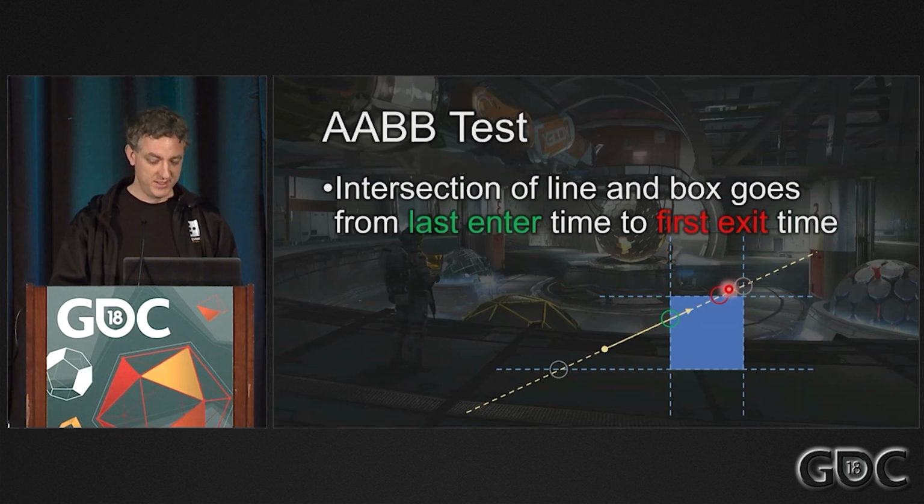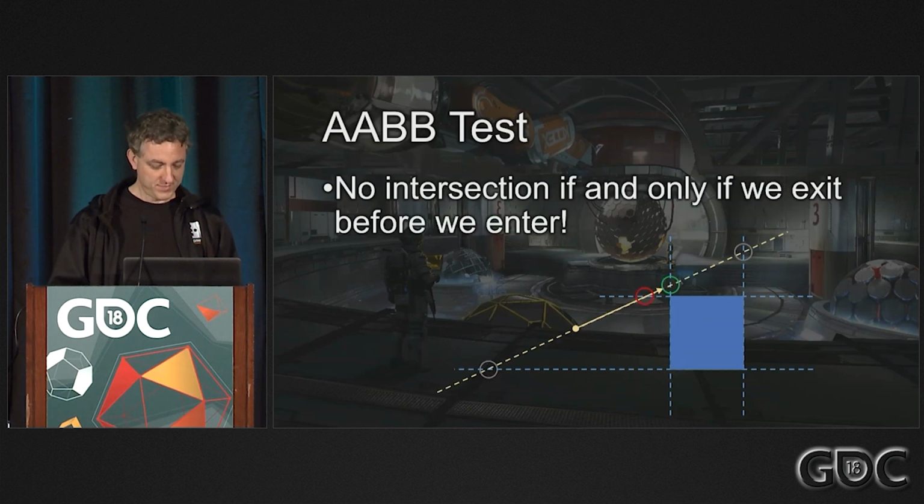That's pretty standard. You find the enter and leave times of the infinite line for all of the planes through all of the box faces. This works for convex polyhedra, not just axis-aligned bounding boxes. So this is the last enter time. Here's another enter time. Here's the first exit time. Here's another. And it's easier to see in 2D, but it works in any dimension. And the cool thing is that there's no intersection if we exit before we enter. So that's a pretty cheap test.